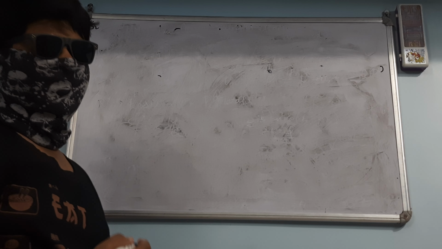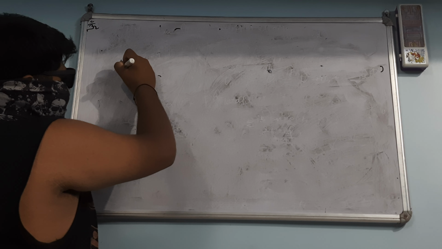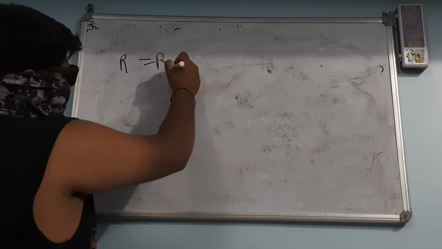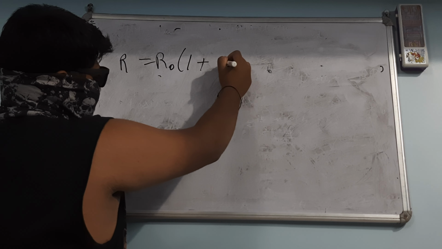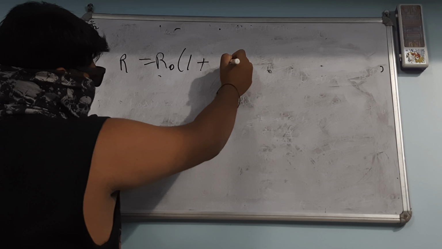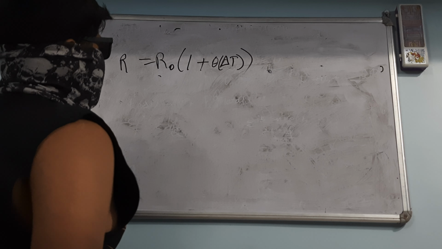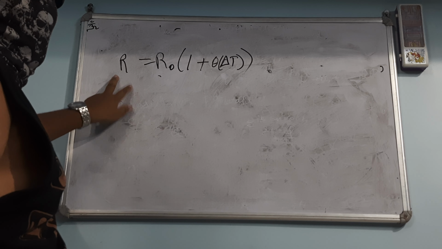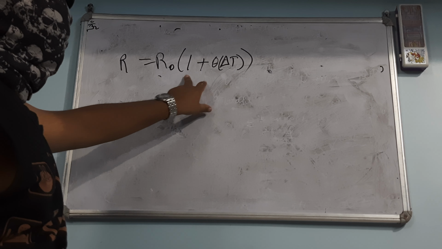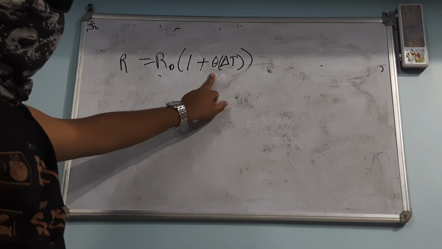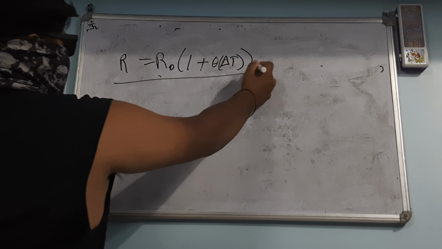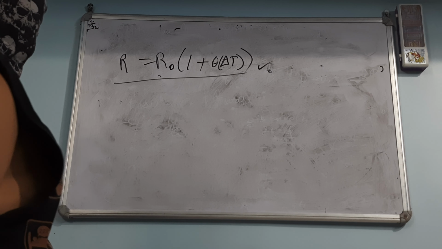So now we will learn the dependence of resistivity on temperature. It's really easy. The final resistivity is the initial resistivity into 1 plus theta delta T. So if there is a change in temperature delta T, the final resistivity will be the initial resistivity into 1 plus theta, where theta is a temperature constant, into delta T. This is the temperature dependence of resistivity.